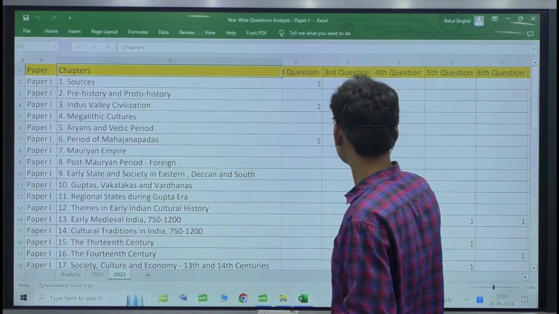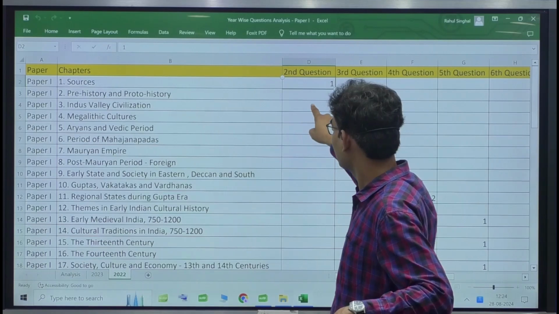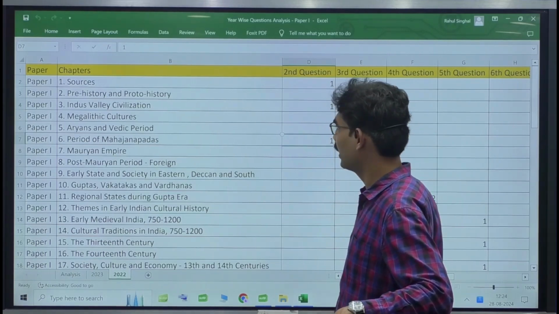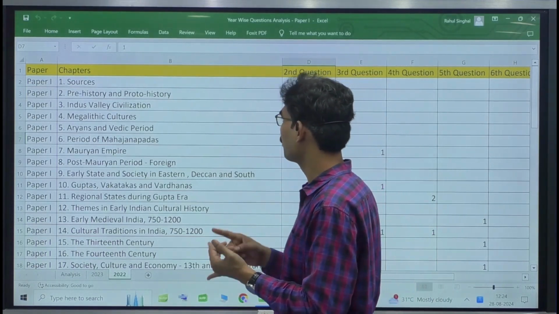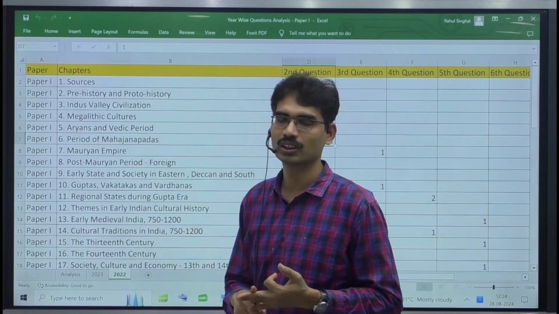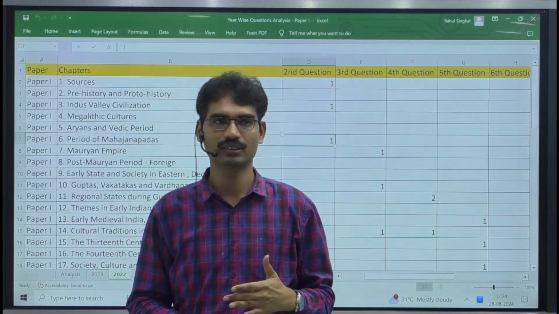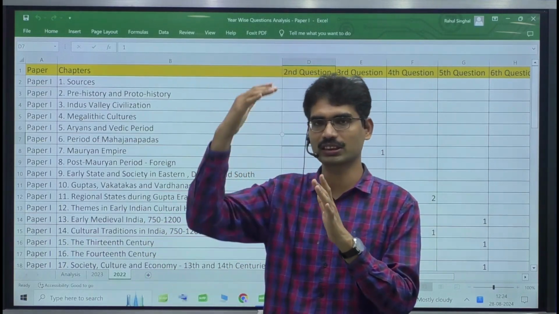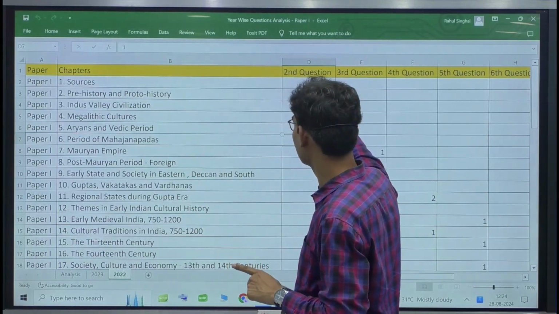This is the second question. Sources, one question. Indus Valley, one question. And period of Mahajanapadas. That means unit number 1, unit number 3 and unit number 6. To write one question, you should be strong in the first 6 units. If you are not strong in the first 6 units, then you cannot attempt this question. Now you see how randomly it is coming.